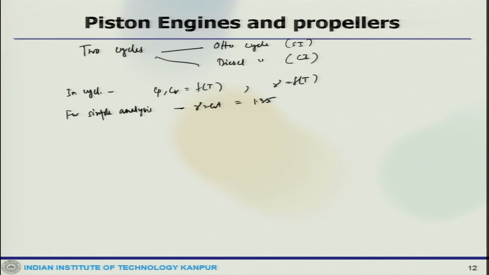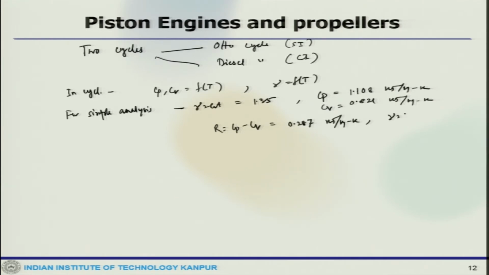We will also use a constant Cp value, which is something like 1.108 kilojoule per kg Kelvin, and Cv is 0.821 kilojoule per kg Kelvin. So R would be Cp minus Cv, which is 0.287 kilojoule per kg Kelvin, and gamma is Cp by Cv, which is 1.35. These are what we are going to use.